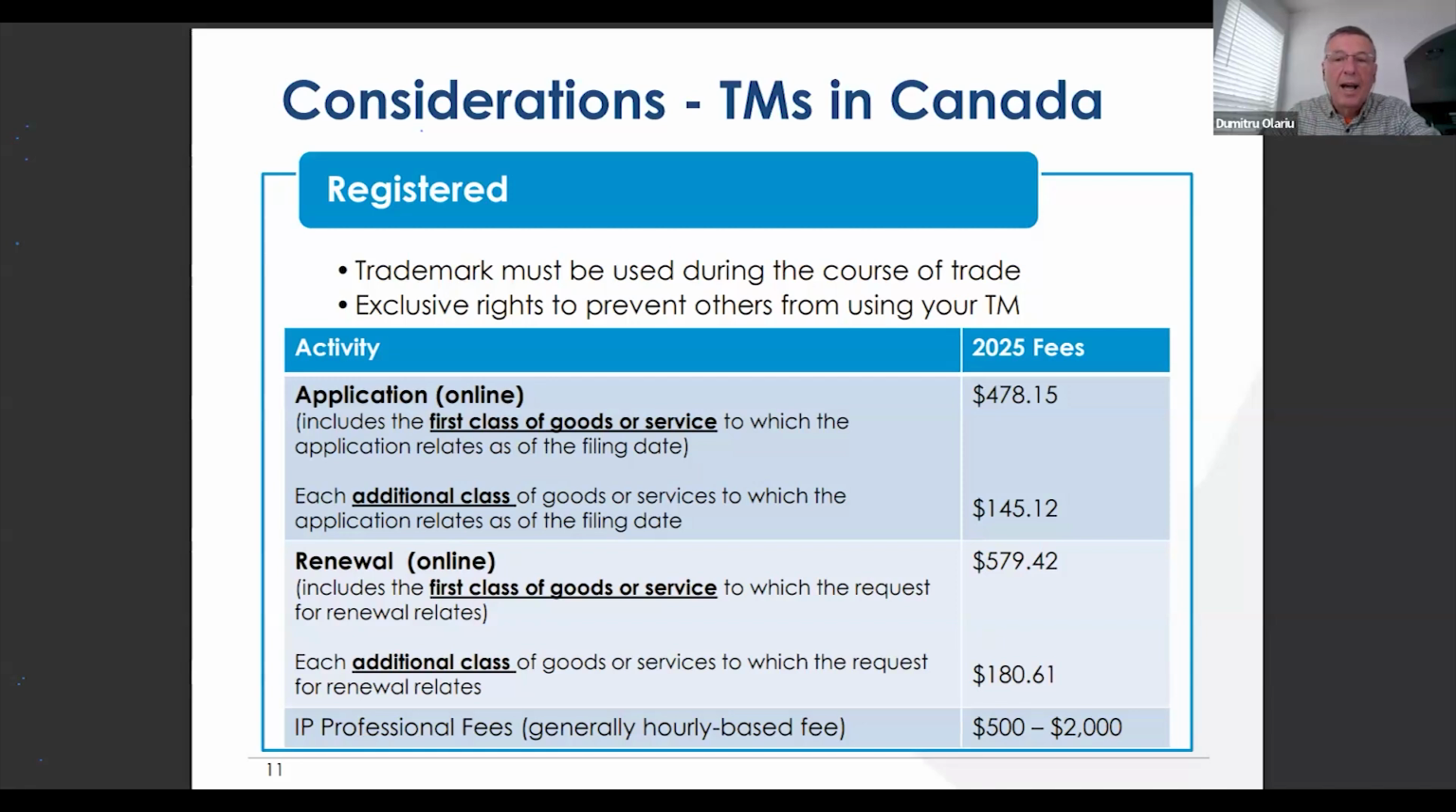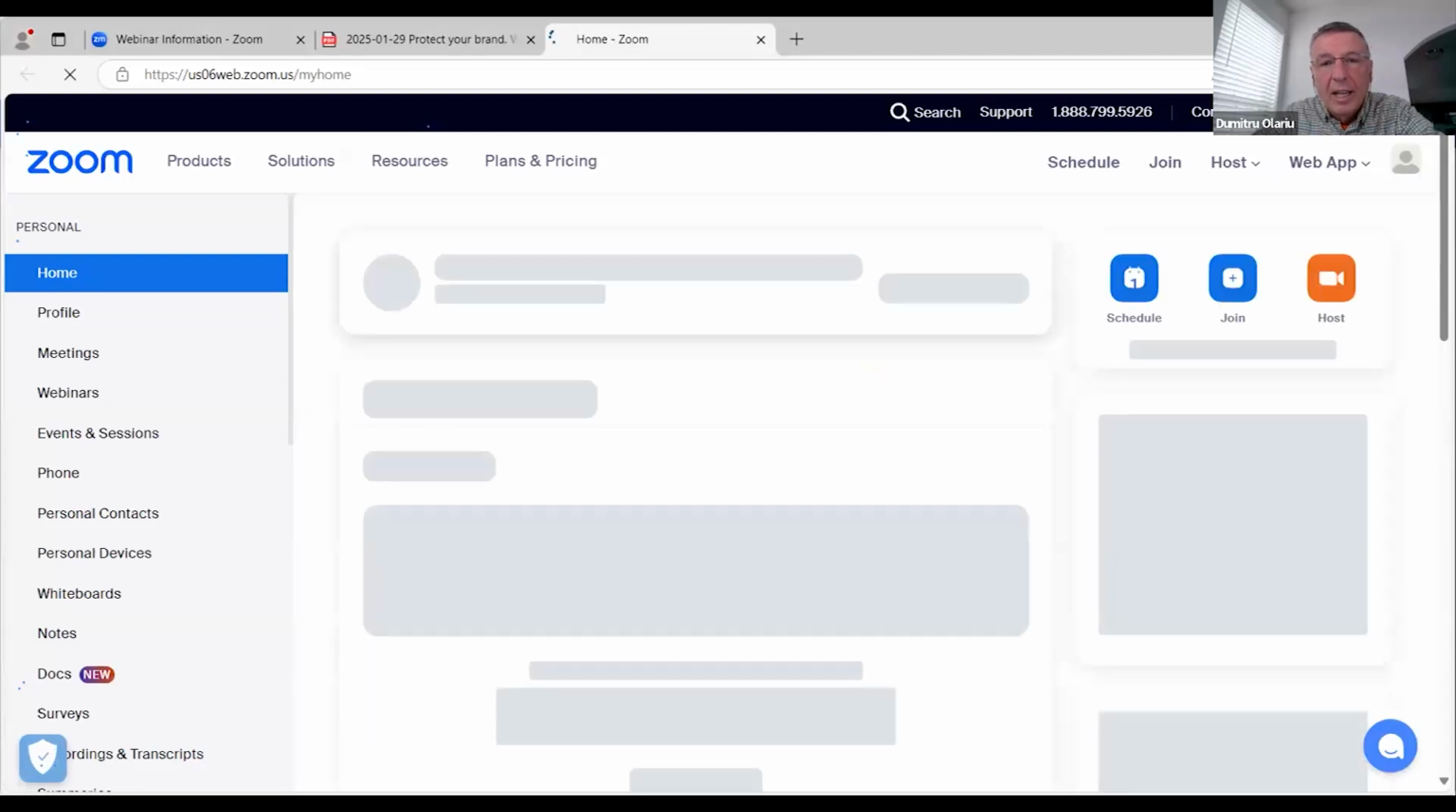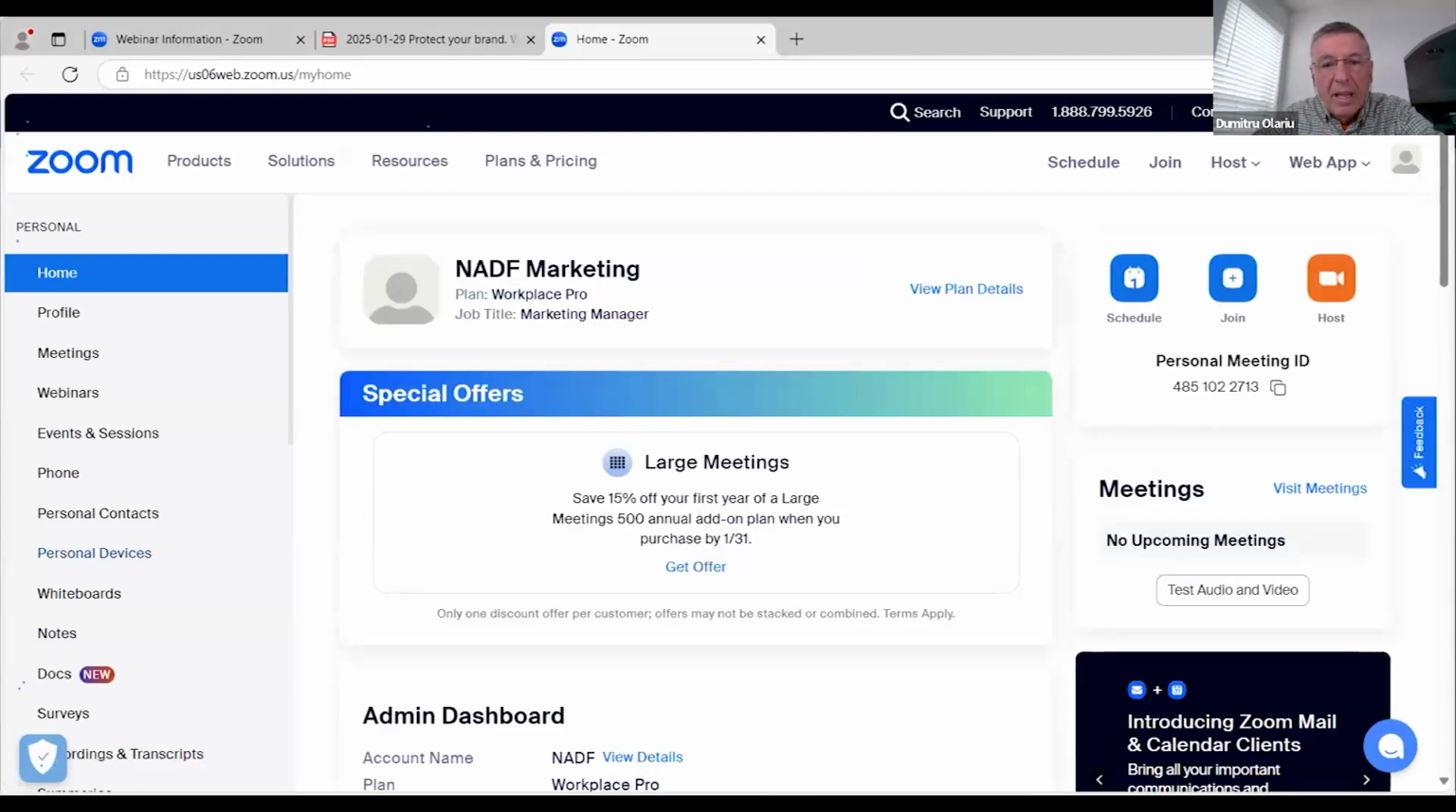Usually people hire registered trademark agents and lawyers to give them advice, and we'll see later what kind of service they can offer you. And you have to pay them extra.